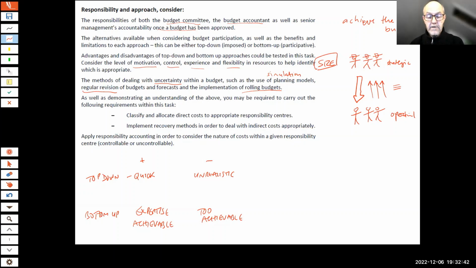react to changing circumstances. As well as demonstrating an understanding of the above, you may be required to carry out the following requirements. Classify and allocate direct costs to appropriate responsibility centres. Implement recovery methods in order to deal with indirect costs appropriately, which means overhead absorption. That's how we recover our indirect costs. We build them into the cost of our products.